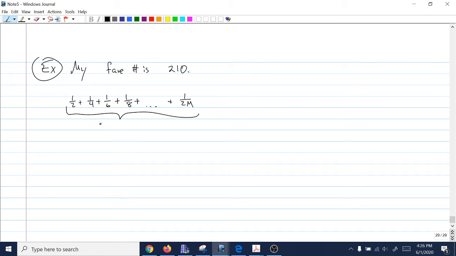So at some point, I don't know when, it's going to pass 210. Stop the first time you pass 210. So I've added some of the positive terms of the alternating harmonic series. Now add the first term that's negative. Now that's probably set us below 210.